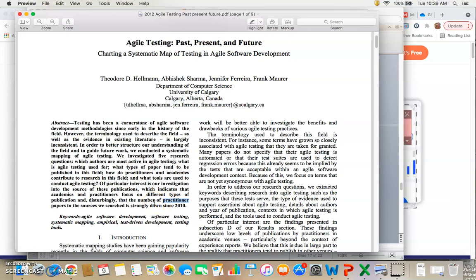Maybe not so much practitioners, actually, because normally the job of writing and publishing is normally of academics, researchers or scientists.